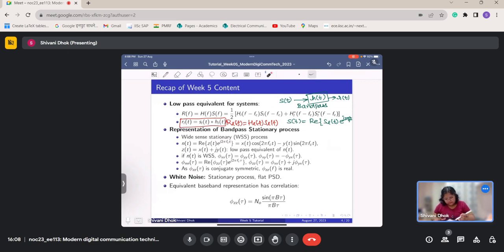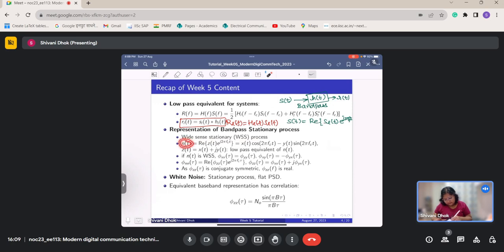After looking at this, the next thing that was discussed was the representation of a band pass stationary process. So we started by considering the wide sense stationary process. What do you mean by a wide sense stationary process? Its moments up to second order, that is mean, variance and correlation, are all independent of time instant. They just depend on the delay between the two time instances. So that is wide sense stationary.